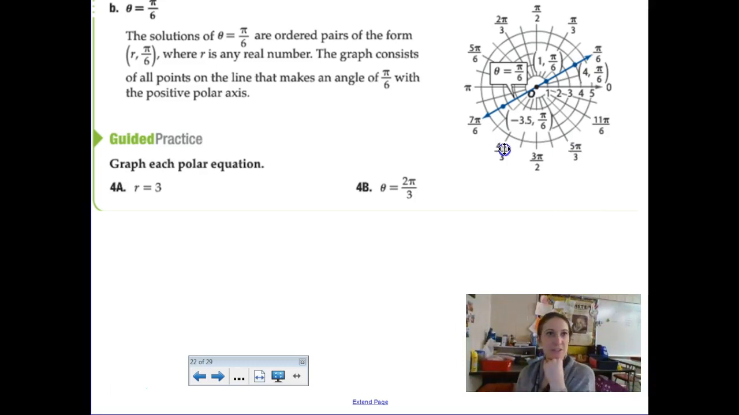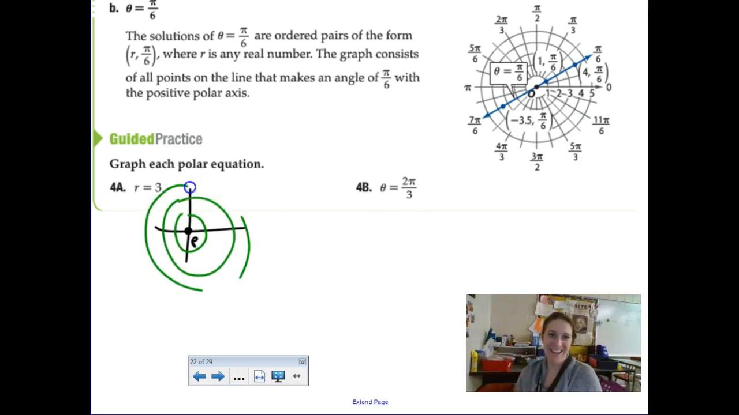Now pi over 6, that would be the line or the ray that terminates at pi over 6, but in both directions. So you're going to see this line right here is what the graph looks like. So for r equals 3, I just promised you I wouldn't make you graph things by hand, didn't I? All right, so here's our pole, and then the third ring. Okay, 2 pi over 3 would be over here, wouldn't it? But remember, it's got to go both directions, so it looks something like that.